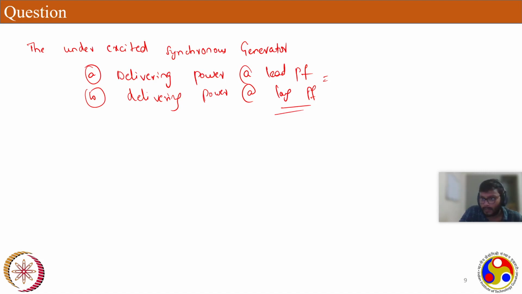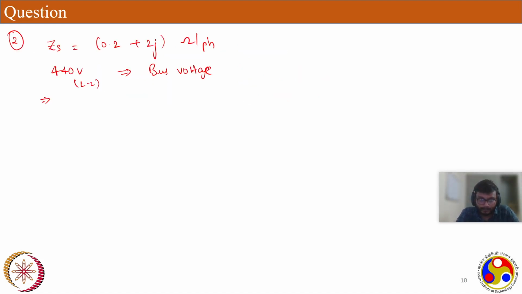Please don't make mistakes in these simple questions. What will an underexcited synchronous generator or motor do? Will it deliver power at a leading power factor, or at a lagging power factor? They will ask n number of combinations from it: overexcited synchronous motor, underexcited synchronous motor, overexcited synchronous generator. Will it deliver a lagging or a leading power factor? It should be very easy. We just draw the V curve and everything would be solved.